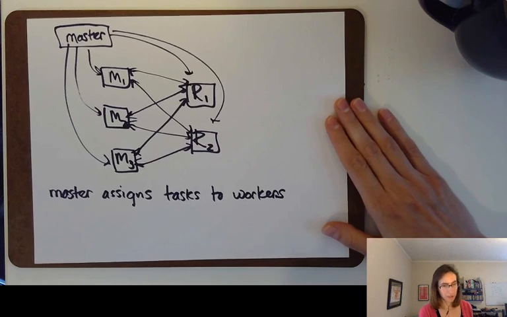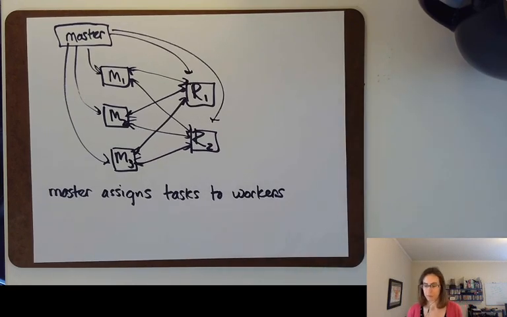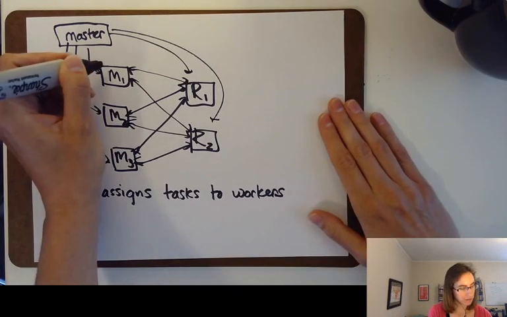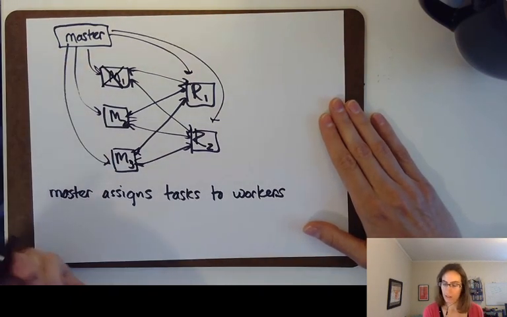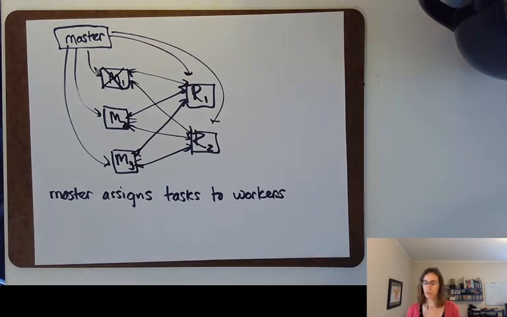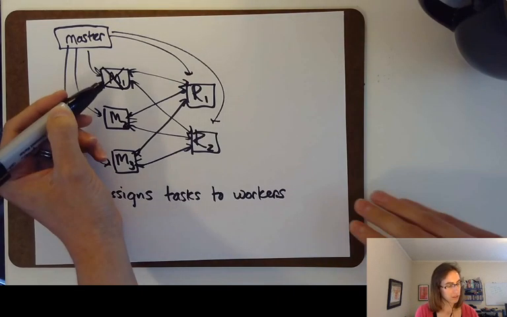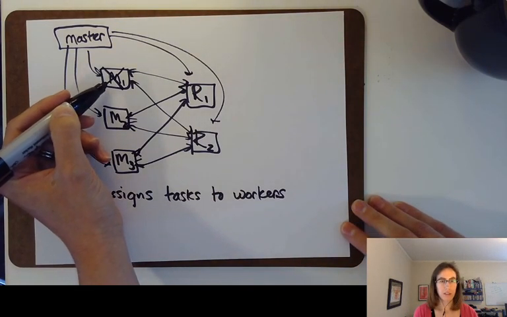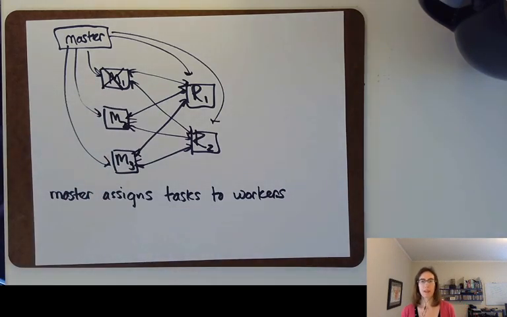Okay, so let's talk about this concept of failure for a second. So let's say that a map worker fails. So if that happens, if a map worker fails, do you have to start its tasks over from the beginning?